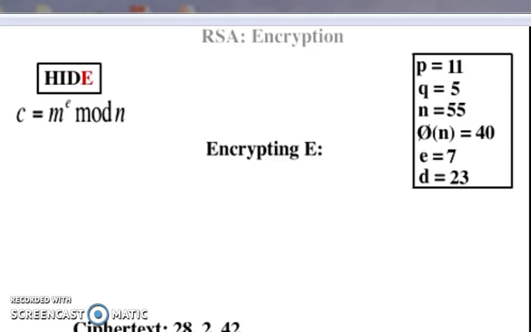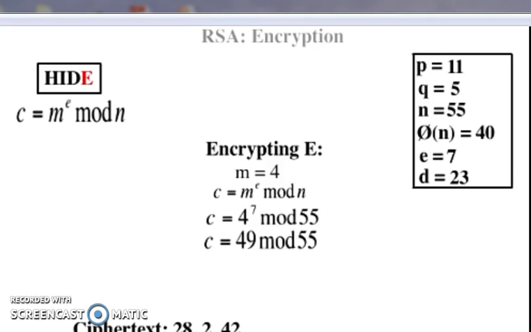Encrypting E. The numerical representation for E is 4. C equals m to the power of e modulo n. M equals 4, E equals 7, N equals 55. So C equals 4 to the power of 7 modulo 55. C equals 49 modulo 55. This is our fourth ciphertext, 49.